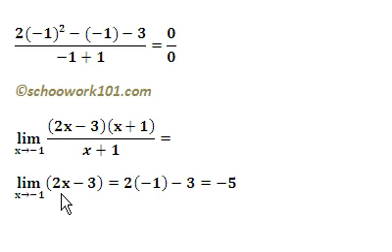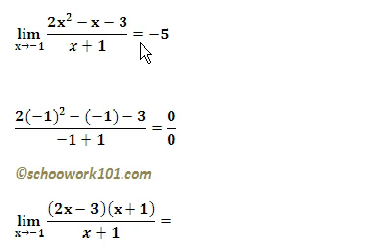So now we have the limit of 2x minus 3 as x approaches negative 1. We do the direct substitution, and we get negative 5. And that is what I claimed our limit was equal to.